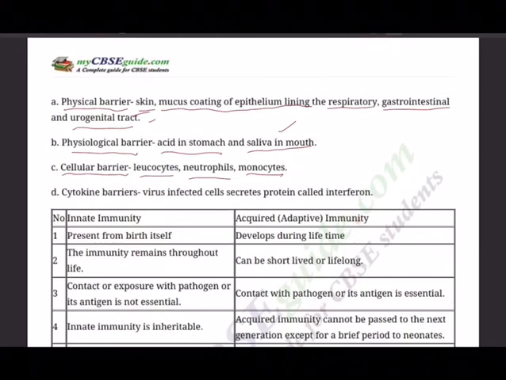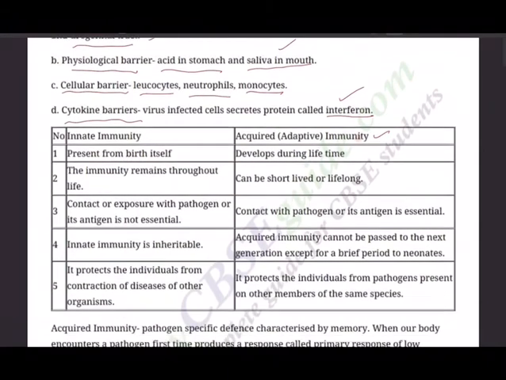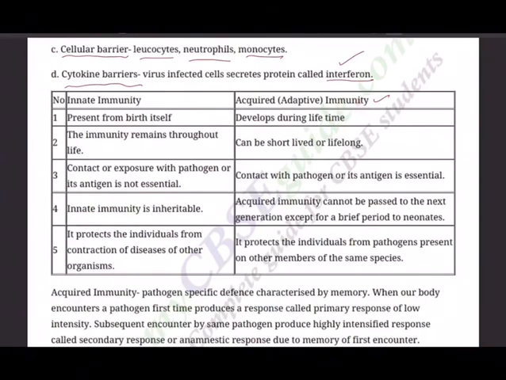And then cytokine barriers. Virus infected cells secrete a protein called interferons, and these interferons also will give their best fight to the pathogens. So basically innate immunity, and another one we said is acquired, one that we develop during our lifespan. So basically, what is the difference between the two, innate immunity and acquired immunity?